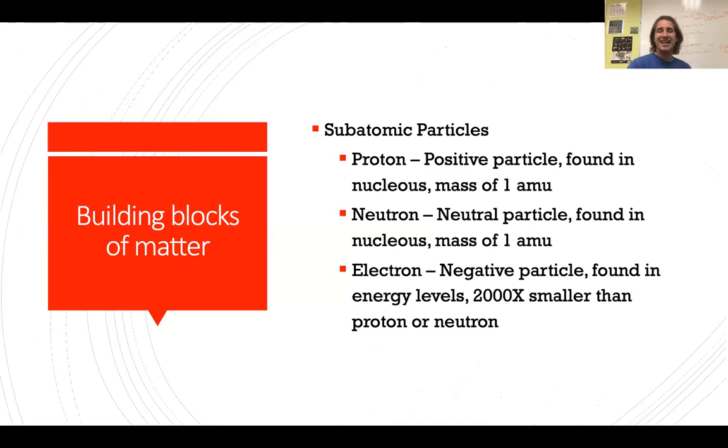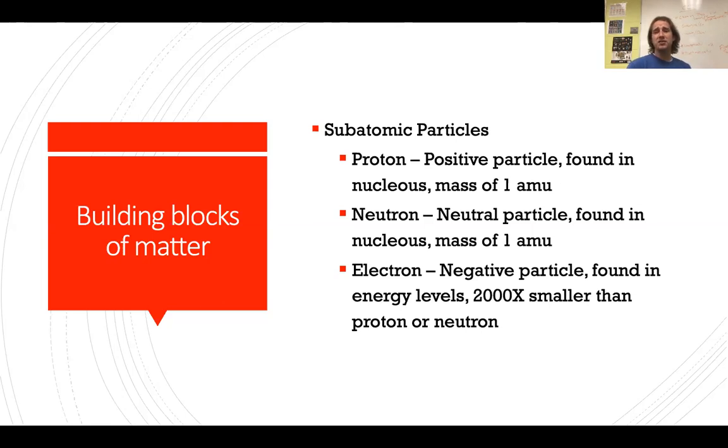Also in the nucleus is our neutron. It is our neutral particle found in the nucleus and has a mass of 1 AMU as well. And reminder, AMU just stands for atomic mass unit. This is our tool for describing the size of these particles. It is defined as 1/12 the mass of a carbon-12. So we said, here's our carbon-12, 6 protons, 6 neutrons. We'll divide them by 12 and say that each one has a mass of 1 AMU, thus giving us this unit we can use to describe our masses of our atoms.